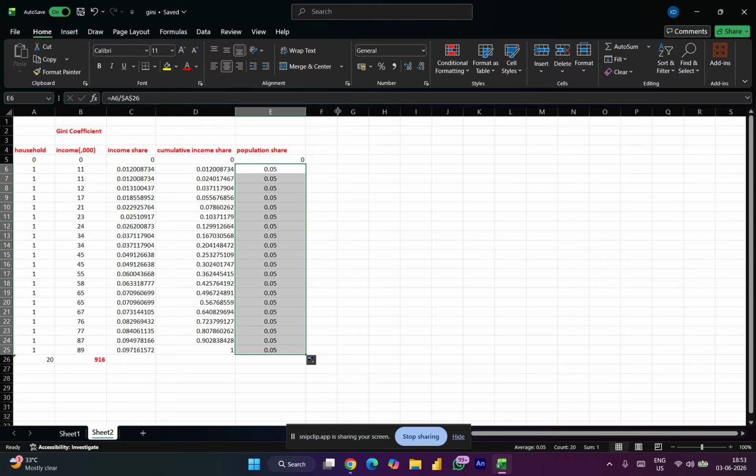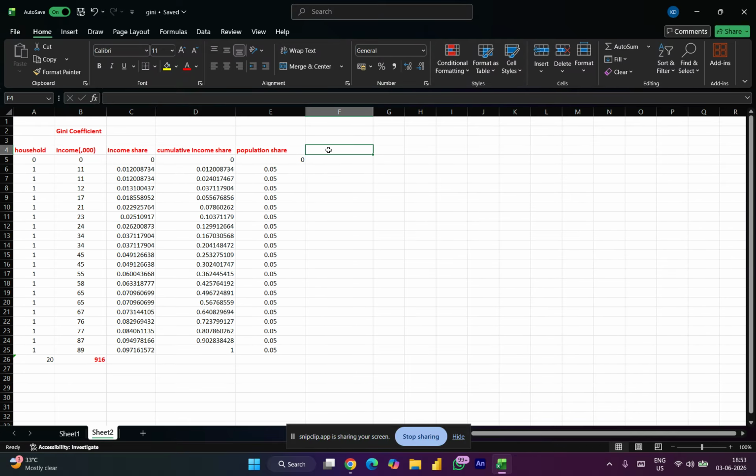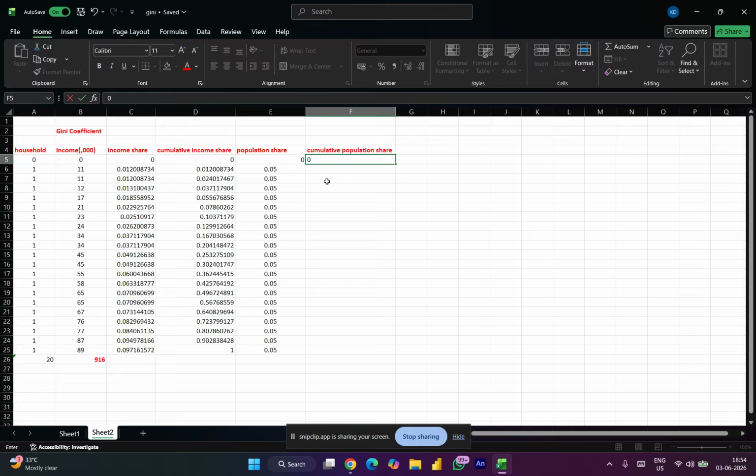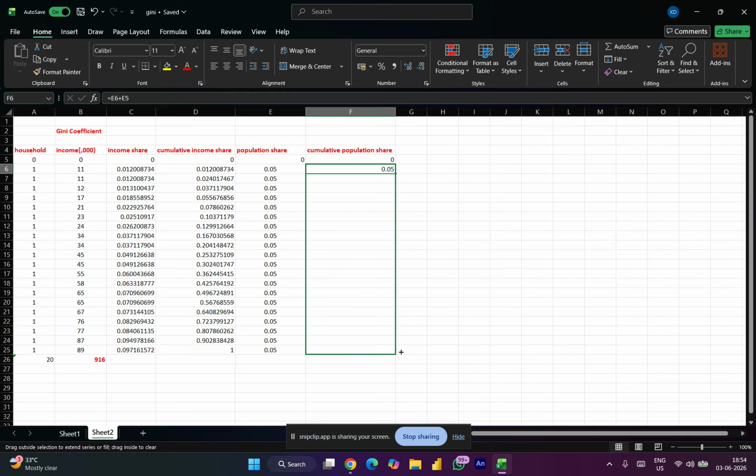Now we need to calculate the cumulative population share. Exactly in the same way, this is 0. What we have to do is this one plus the previous value, this one plus the previous value. Adding every item, we can continue ultimately.